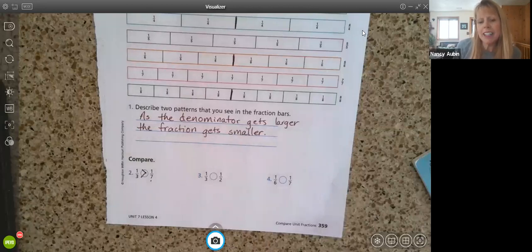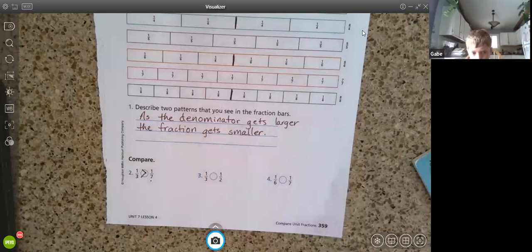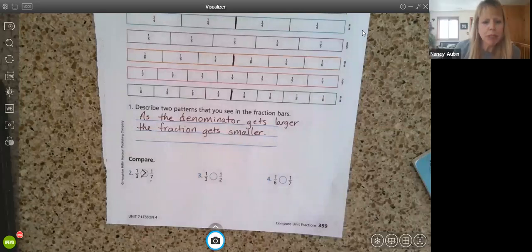So you would make that greater Gator's mouth open up to the larger fraction. Gators like to eat big things or a lot of something. So we want the bigger number. Let's double check Gabe's work.